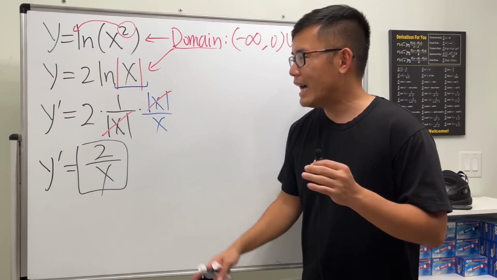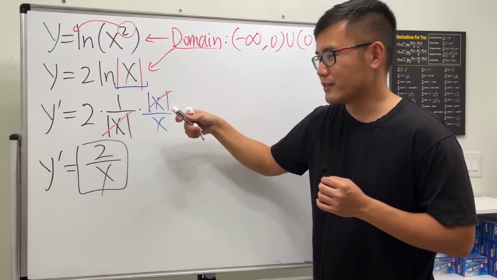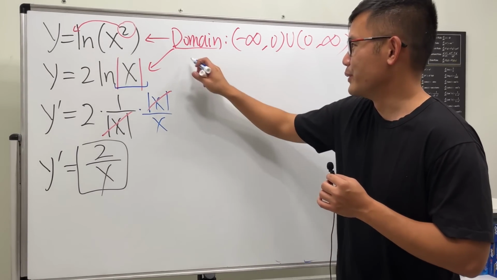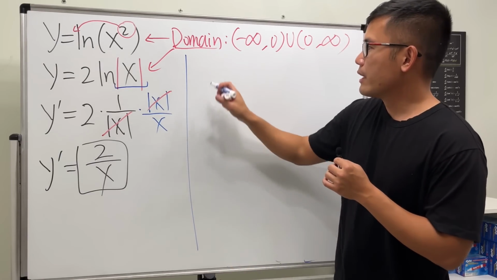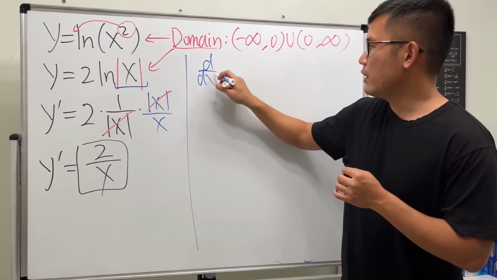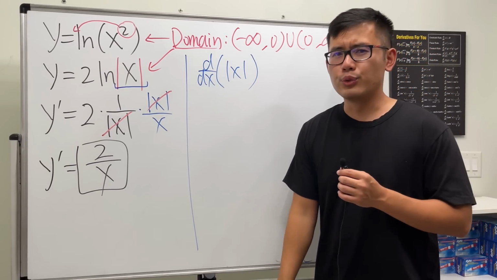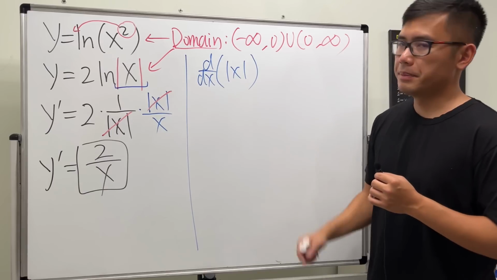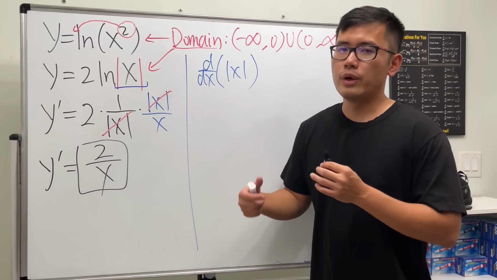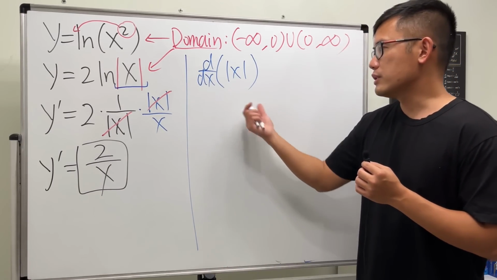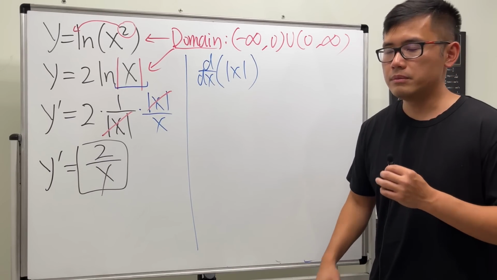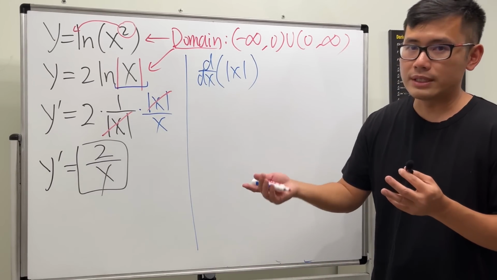I know, I haven't shown you guys how to get the derivative of absolute value of x, right? So let me do that for you guys right here real quick. So if we take a look at the derivative of absolute value of x, you have two ways to do it. The first way is you can write this as a piecewise function, negative x when x is less than 0, and just x if x is greater than or equal to 0, and then you differentiate them piecewise, right?